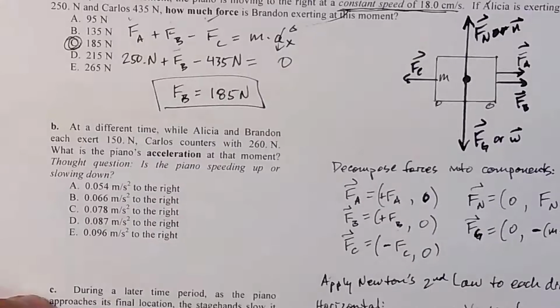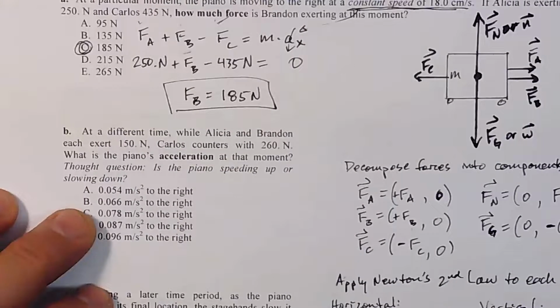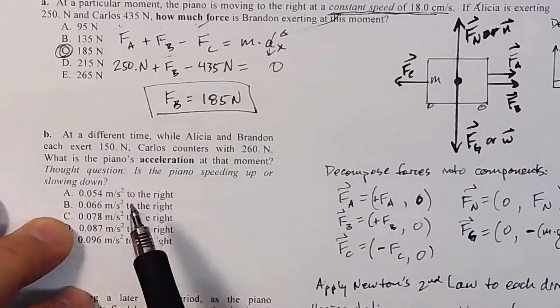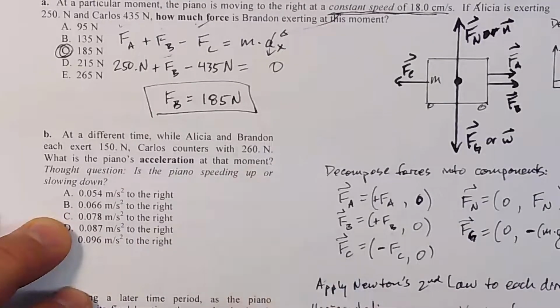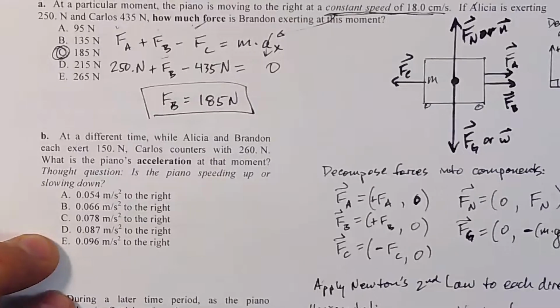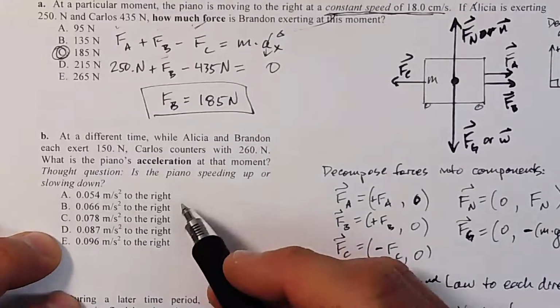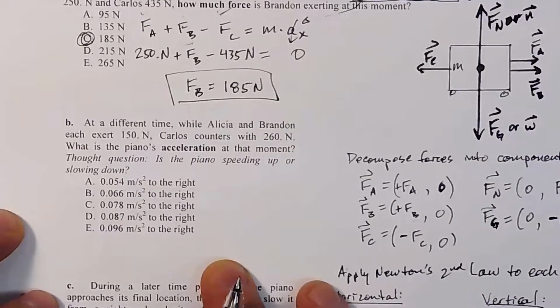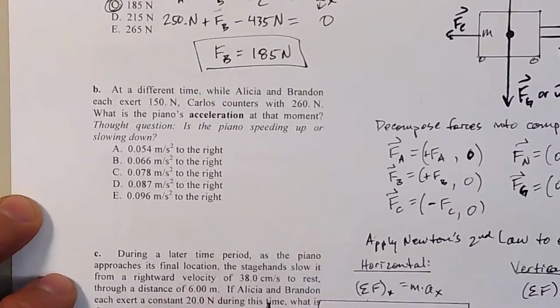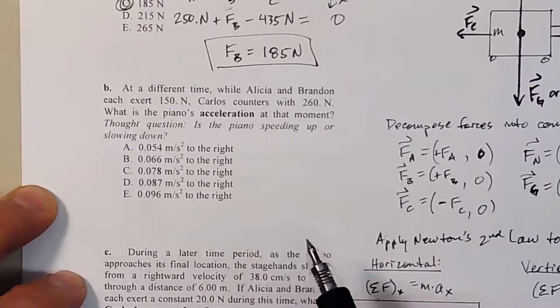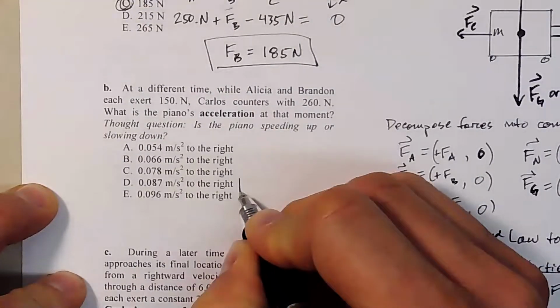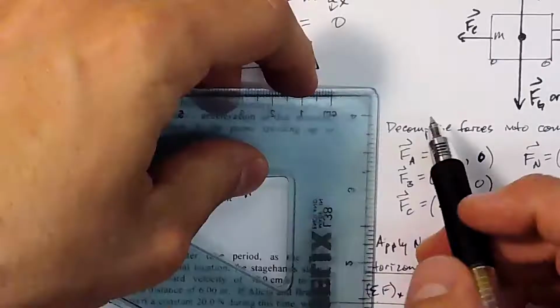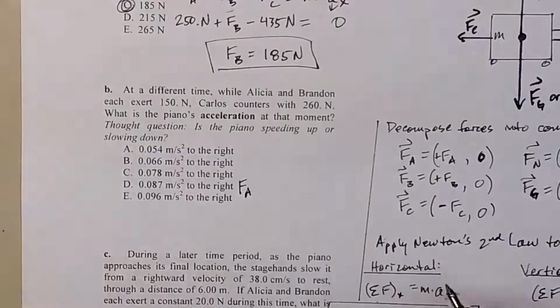Now at a different time, suppose the piano is accelerating, and we're given all three of the people's forces. It looks like we want horizontal acceleration again, so I think we want to use the exact same equation again. It might be a little tight for me to squeeze it all in here, so let me try and squeeze it under the problem. I'll start using the same equation again.